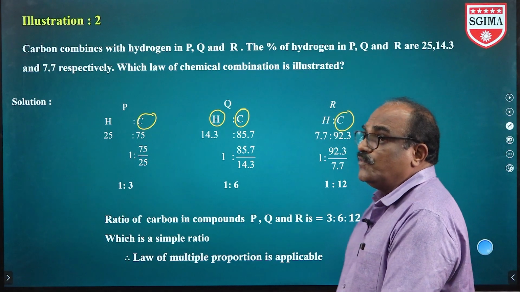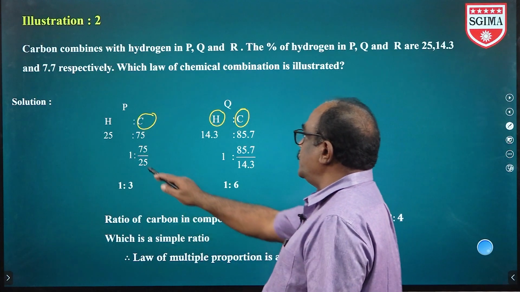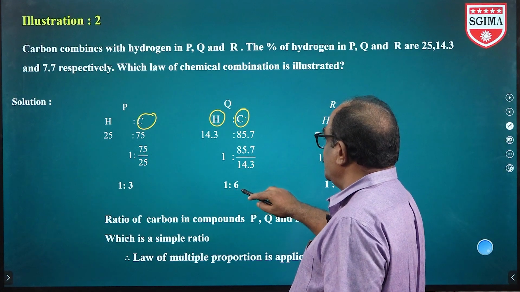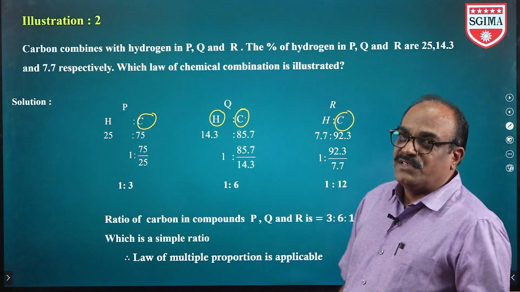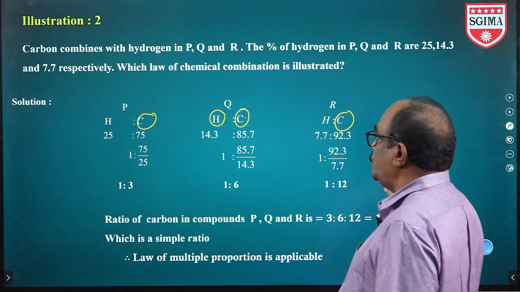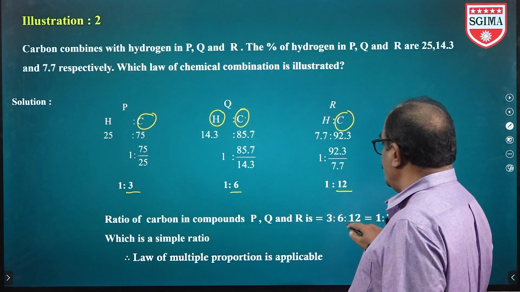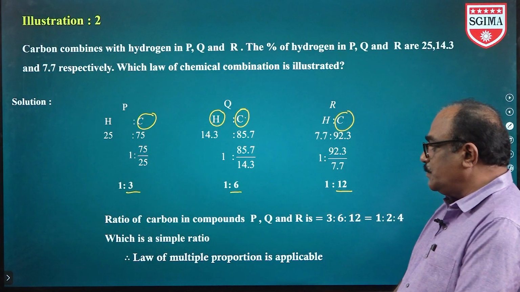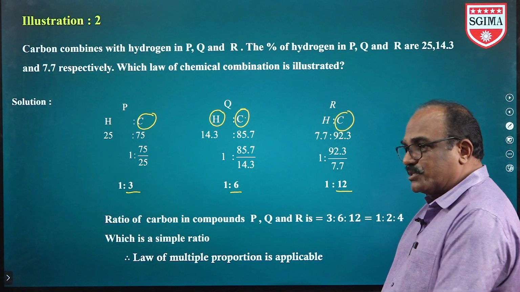I need to fix the weight of hydrogen. So, in all of them, I made the calculation per 1 gram. Per 1 gram, 75 by 25 means 1:3. In this case 1:6, in this case 1:12. So, I fixed the weight of hydrogen at 1 gram. How many grams of carbon are going to combine? They are combining in 3:6:12 ratio. 3:6:12 is equal to 1:2:4 ratio, which is a simple ratio. So, this is in accordance with the law of multiple proportions.